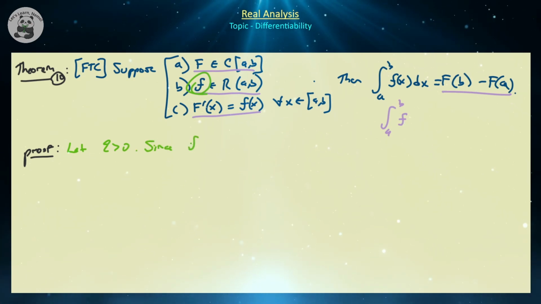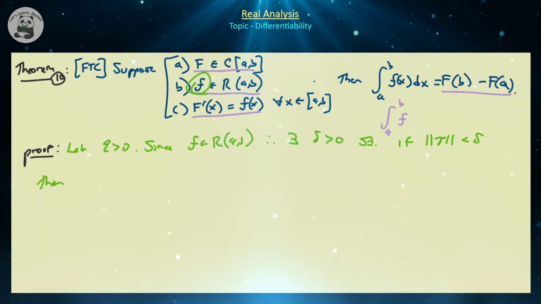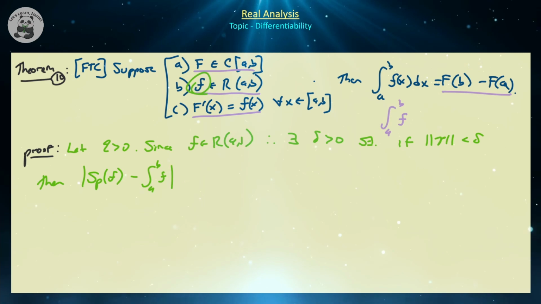So since f is Riemann integrable on the interval (a, b), that means there exists a delta greater than 0 such that if the norm of any partition is arbitrarily small, and we'll talk about what this norm is in just a moment, then the associated Riemann sum for that partition of f minus the integral from a to b of f, which we previously denoted as L, i.e. the limit of the Riemann sum, is going to be arbitrarily small.